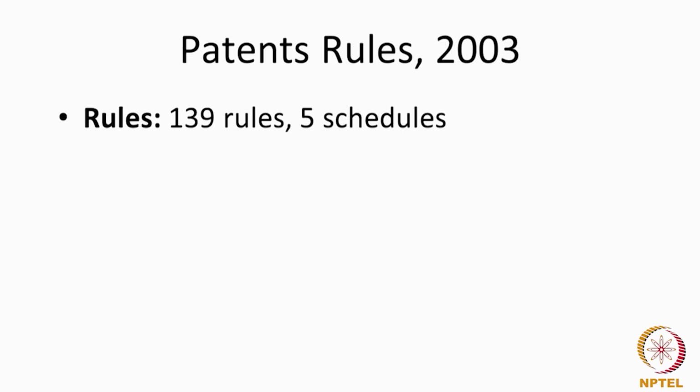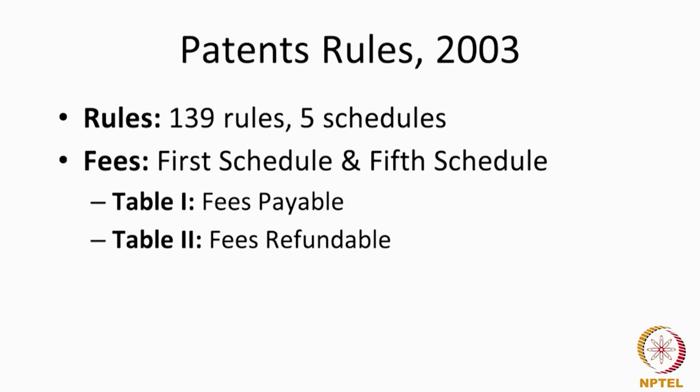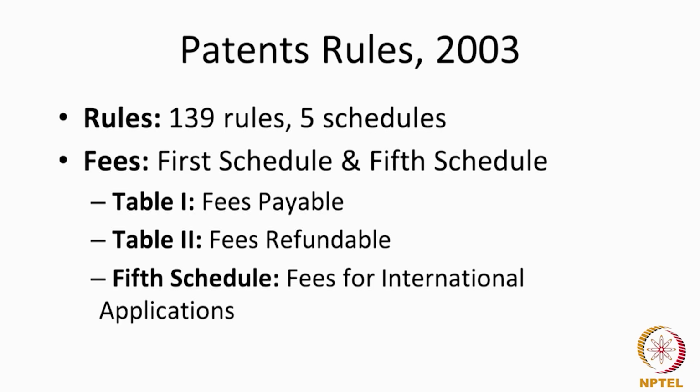The Patent Rules 2003 comprises 139 rules and 5 schedules. The first schedule and the fifth schedule deal with fees, the official fees that have to be paid before the patent office when an application is prosecuted. Table 1 talks about fees payable for various events. Table 2 talks about the fees that are refundable, and we are talking about the first schedule. The first schedule is further classified into Table 1 and Table 2. The fifth schedule talks about fees for international application.